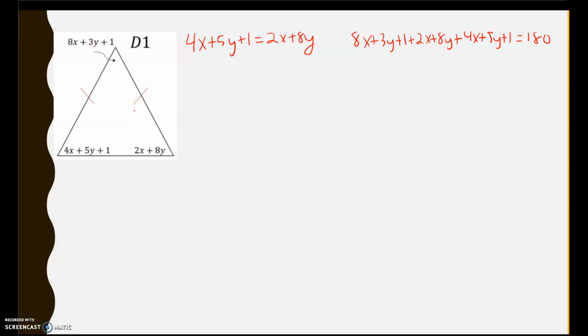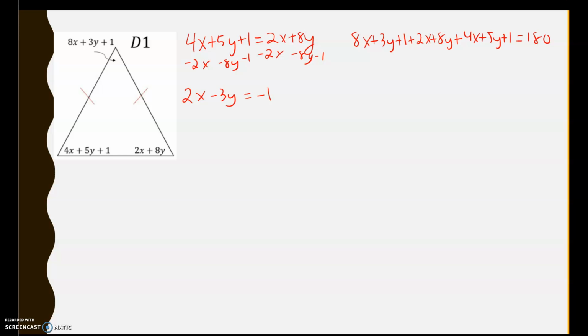So now I'm going to simplify what I can here. First thing I'm going to do is try to get my x's and y's on the left side and everything else on the right. So I'm going to subtract 2x here, and I'm left with 2x. I'm going to subtract 8y, so I get negative 3y, and I'm going to subtract 1 on this side here. So I get 2x minus 3y is equal to negative 1.